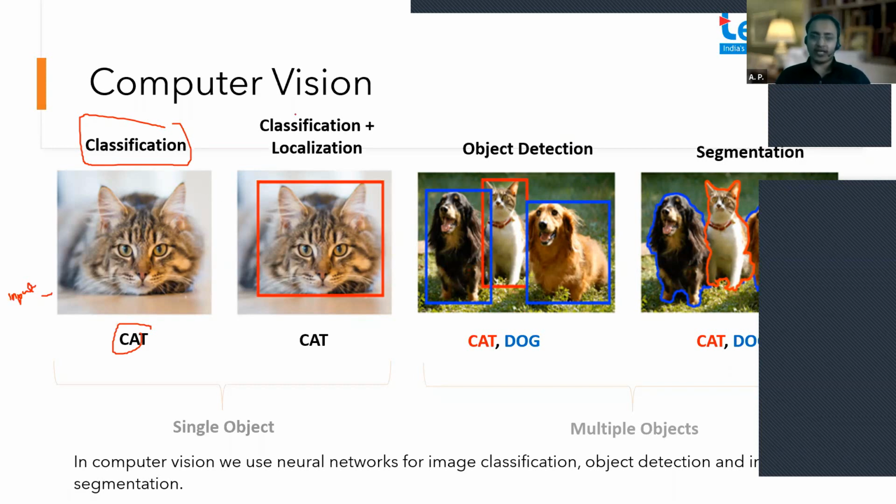Then we have something called classification plus localization, in which we pass one image with one object. The algorithm is going to tell us that, well, this image has a cat, and this is the bounding box, right? This is the bounding box where the cat is present.